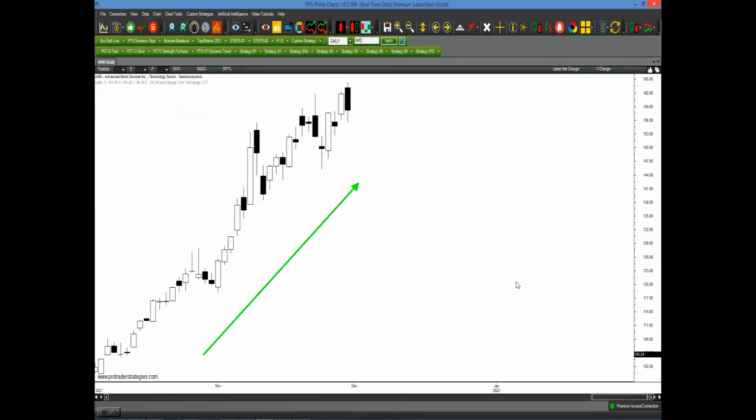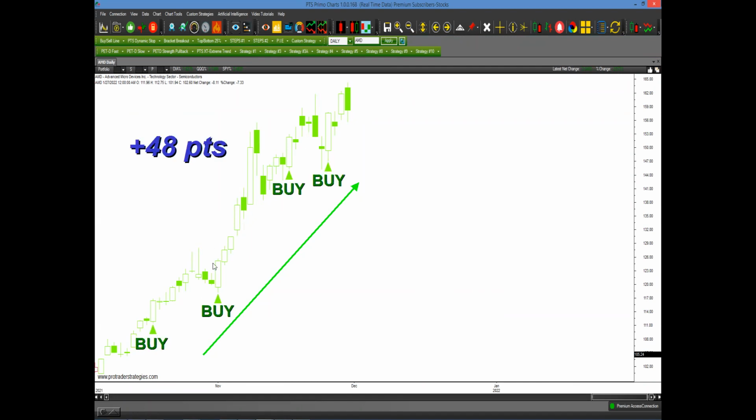Here's a buy signal in AMD, Advanced Micro. The trend was going straight up, right? While we are trending to the upside, we see here that if we apply the PET-D, all of the bars are green. So since we're continuing in an upward move, we want to apply strategy number 5, and these are all strategy 5 buy signals. Potentially, you could have captured upwards of 48 points.